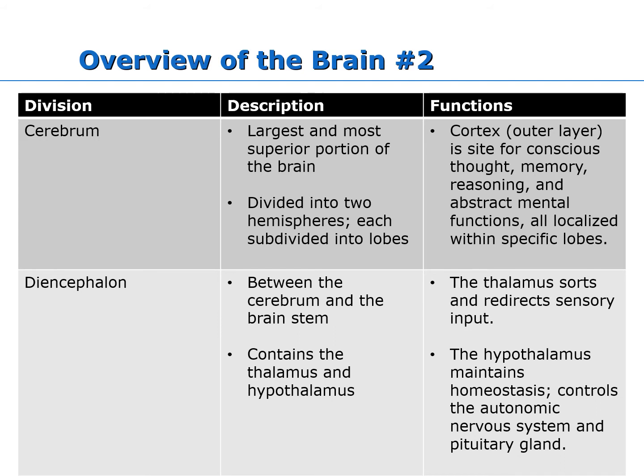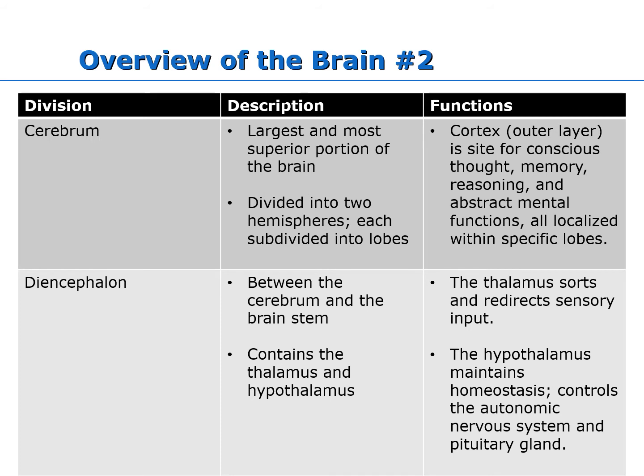They are made out of two layers. They have an outer layer that is called the cortex, and that represents the place where all the conscious functions will take place, like thought and memory and reasoning and abstract mental functions. We know exactly where each of those functions is located on the cerebrum.